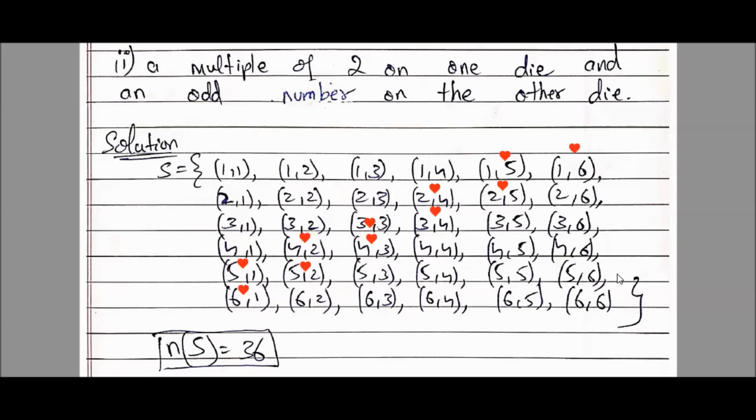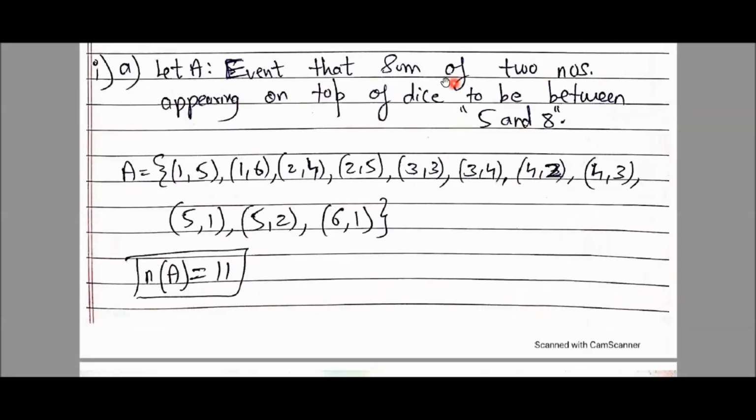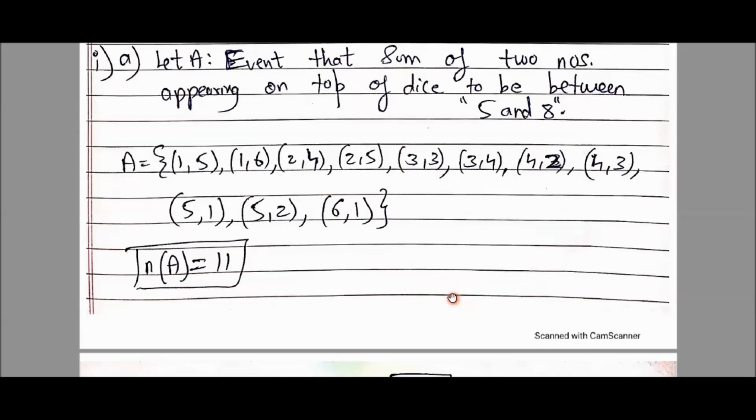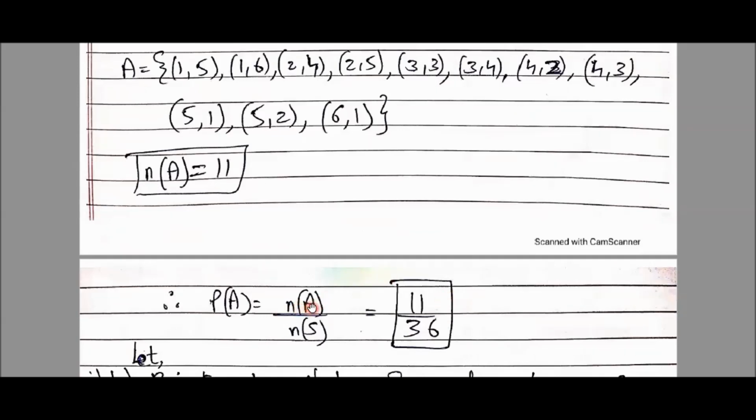Okay, so let's count the number of hearts on the screen. 1, 2, 3, 4, 5, 6, 7, 8, 9, 10, 11. So according to me, there are 11 hearts. So these 11 elements will come in the set of my event. Let's see our solution now, students. We have already written our event as capital A. I just copied all the heart elements here and they are 11. What is the formula for probability? Probability of A is the number of elements in set A upon n of S, 11 upon 36.